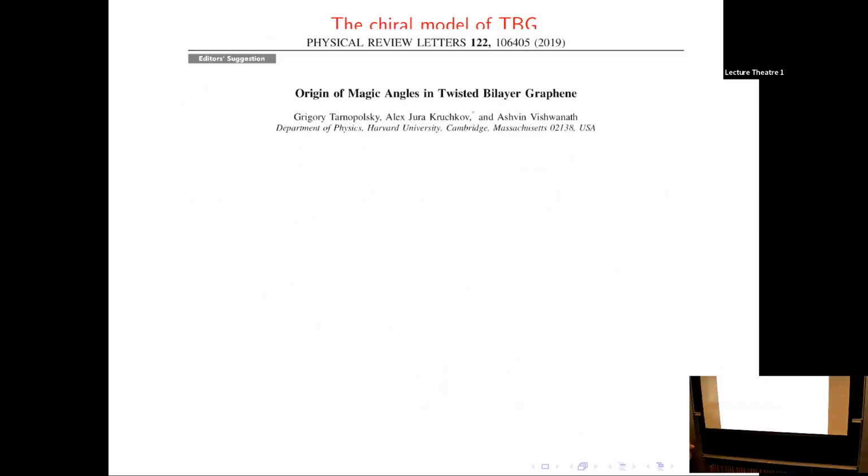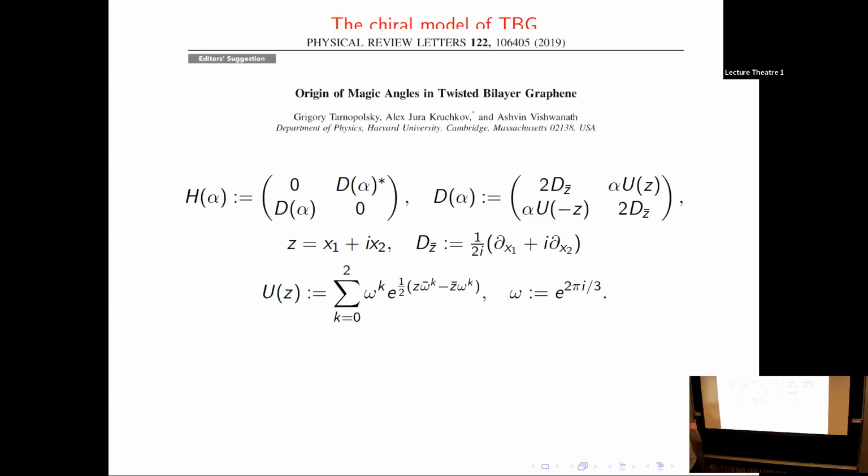And this model has been proposed in this paper, which is now, I think, the standard if you want to do some ab initio analysis in this business. It's called the origin of magic angles in twisted bilayer graphene. And it proposed this model. By doing some rearrangement, so you just multiply by a certain matrix, you can write the entire Hamiltonian in this nice off-diagonal form, where this tunneling potential U appears, and here we have 2 times the Cauchy-Riemann operator, the anti-holomorphic derivative. And so this is the Hamiltonian.